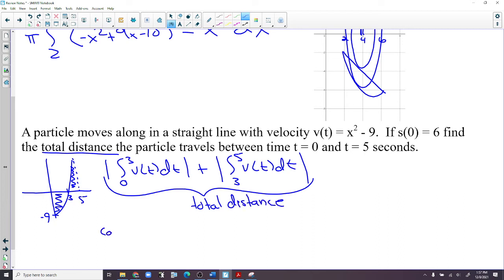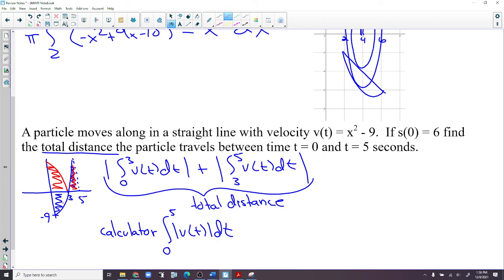If you can use a calculator, splitting over zeros would be a huge waste of time because now you could go 0 to 5 of the absolute value of v of t dt. Because now what absolute value does is it takes all of these negative values and makes them positive. So the absolute value graph would look like this. So now that negative area becomes positive, that positive area stays positive. So that's what you do if you had a calculator.